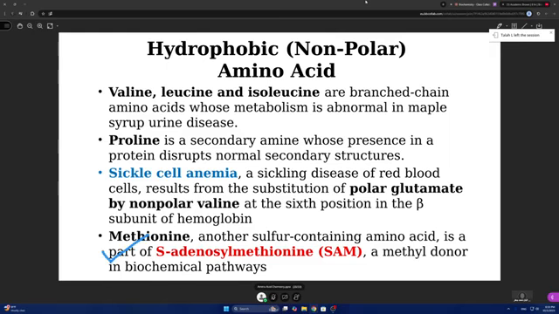Methionine is the major methyl donor in the reactions. The abnormality in sickle cell anemia is that glutamate is replaced by valine.